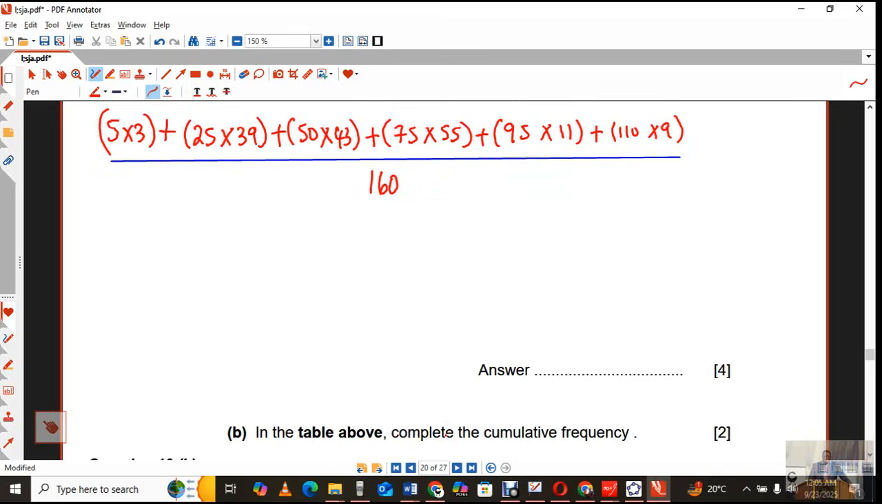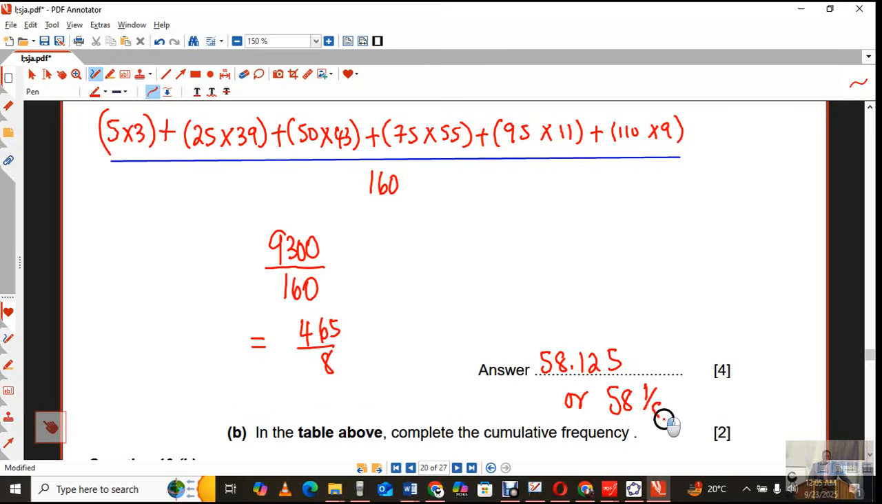Right. If you were to calculate this in your calculator, you'll get 9,300 divided by 160, which is the same as 465 over 8, which is also accepted, or 58.125. This is an exact answer. Please do not round. 58 and 1/8 is also acceptable, any one of those answers.